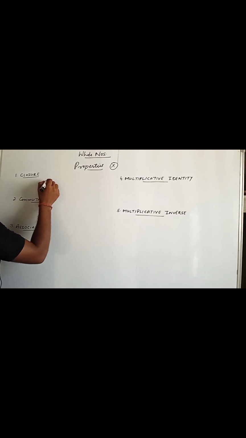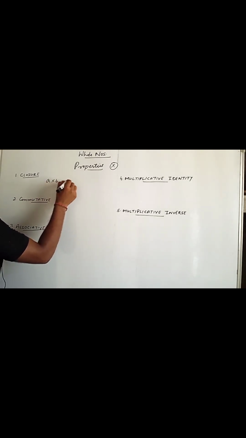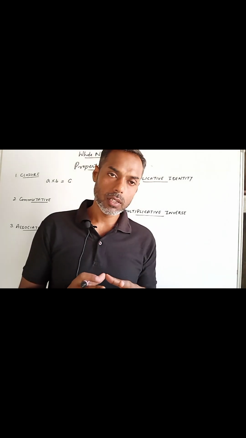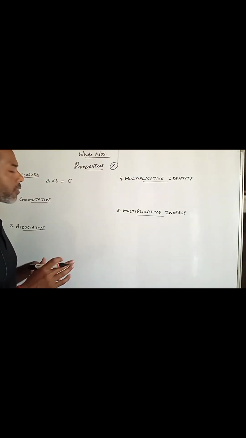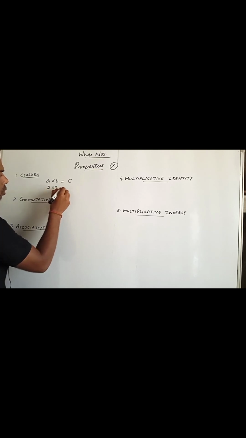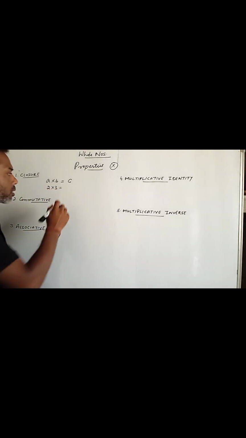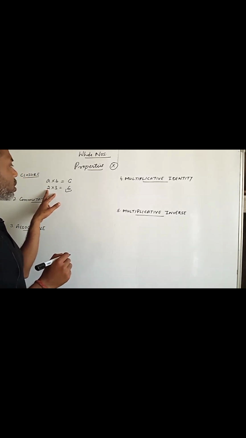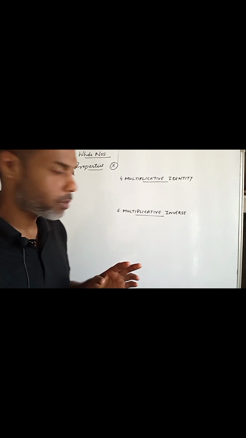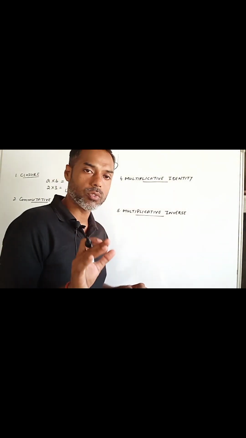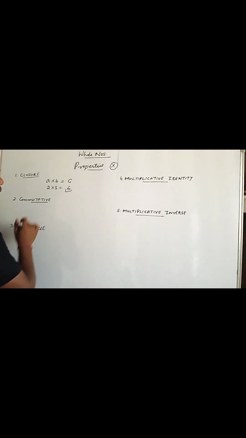The closure property is saying that, similar to addition, when we are multiplying two whole numbers, the number we get will also be a whole number. Suppose we take a as 2 and b as 3. When we multiply these two, the answer we get is 6. Here we can see that when we multiply two whole numbers, we get a whole number. So we can say that closure property under multiplication holds in the case of whole numbers.